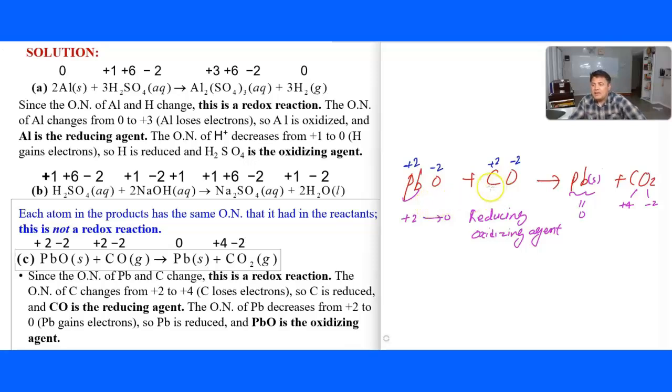If you see CO, let's pick out the C. Carbon is +2 here, carbon is +4 here. Oxygen is -2, no change. But the carbon is +2 to +4, which means it's increasing, which means it is oxidation. It means it is a reducing agent. Okay, that is the oxidation reduction.